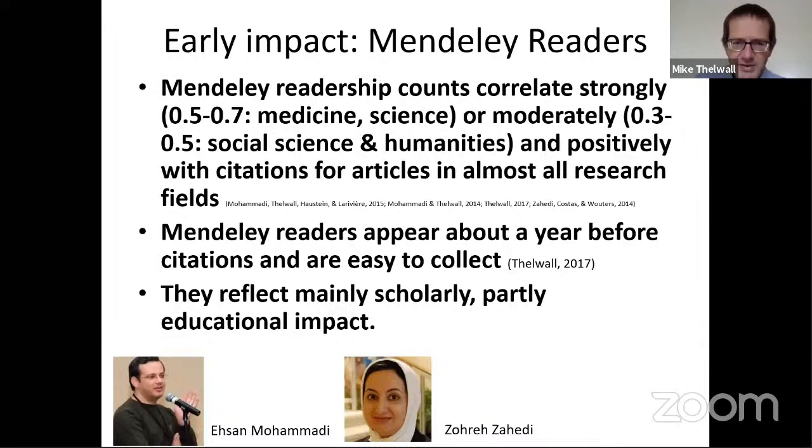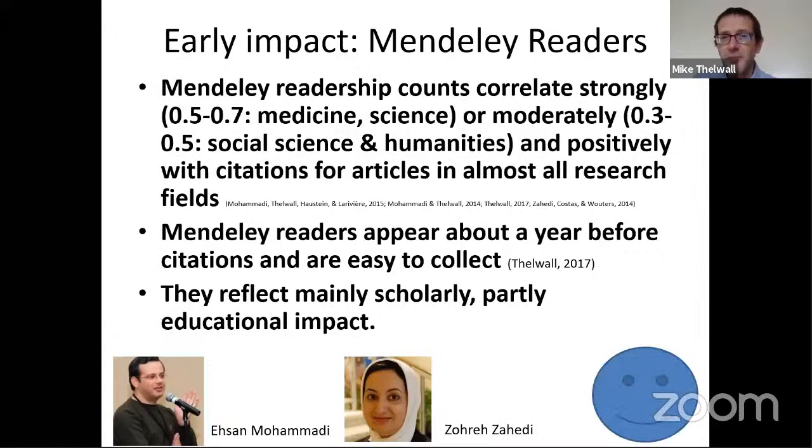I've put up pictures of the researchers that have done the research that found this out. So they're very high quality altmetrics. They can be manipulated, but they don't seem to be manipulated. And they provide very strong evidence of scholarly impact, with the advantage that it's early impact.